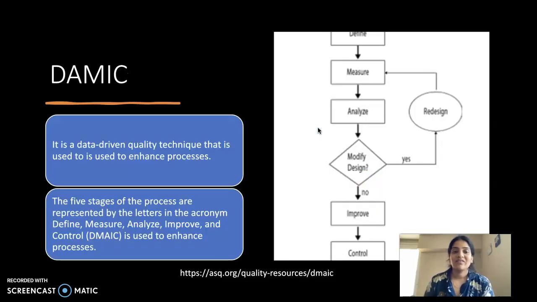DMAIC, as the name suggests, is an acronym for define, measure, analyze, improve, and control. If you can see in this flow chart, it starts with a define stage, and then measure, and then analyze, and then modify design. In the modify design step there'll be two outcomes, yes or no. If it is yes, we have to redesign and continue this loop, and if it is no, we can go to improvement and the control. It is a data-driven technique that is used for the improvement of the process, and this is a 5-staged process. That is what DMAIC stands for.